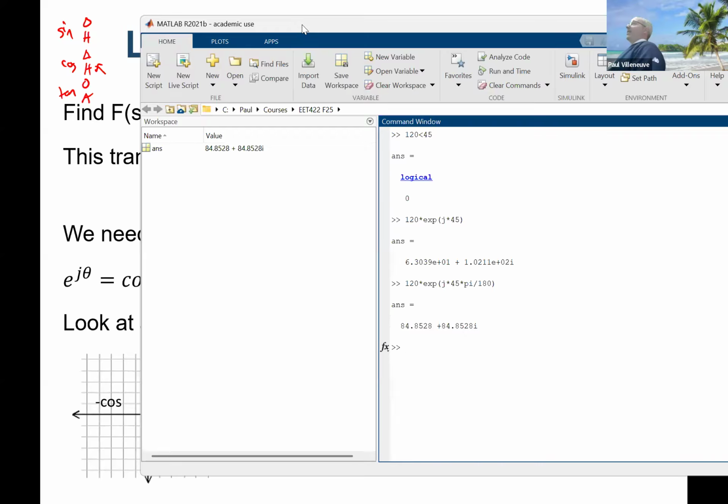That looks like the real part and the imaginary part. So how do you enter complex numbers in your calculator? It's the same thing. Anybody here have a calculator? Try entering in 120 at an angle of 45 using the E to the J 45. See if you get it. Most of your calculators should do it. That's how MATLAB works.